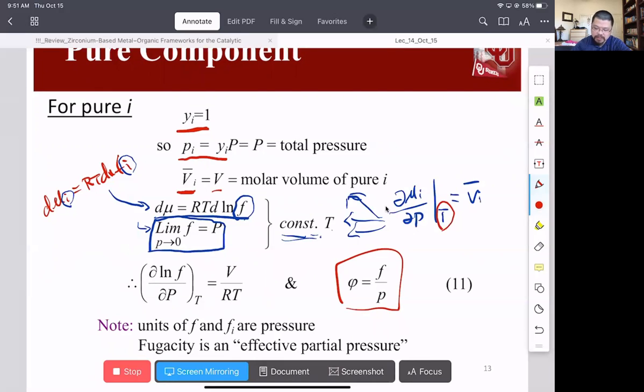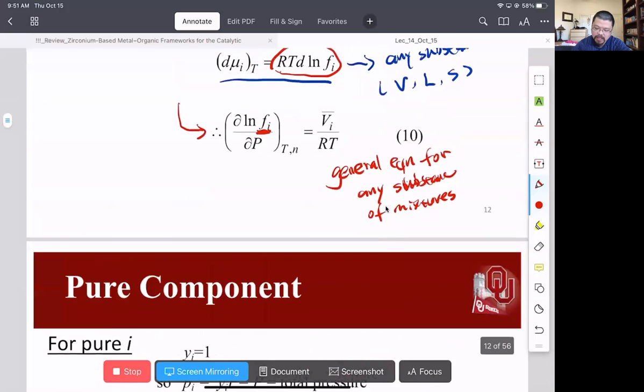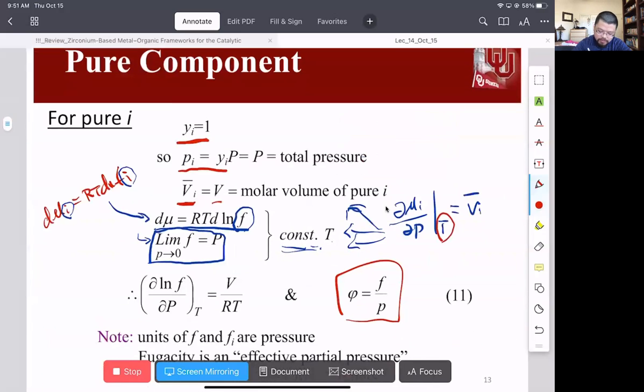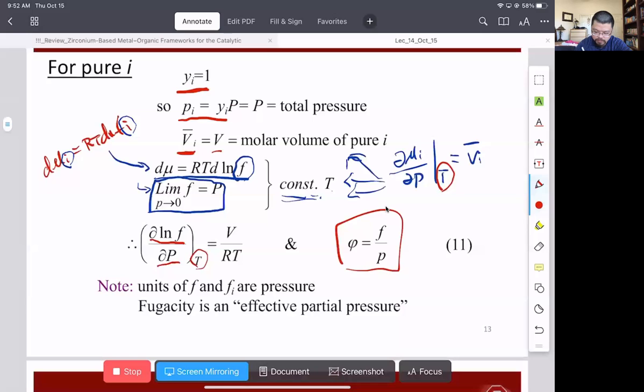So this is why we still need to carry the requirement of constant temperature over here. And then, like we just derived, the fugacity of that pure component with respect to the total pressure at this fixed temperature shall be V over RT. Okay. One note is those units of fugacity shall always be the same unit as pressure: Pascal, bar, or atm.